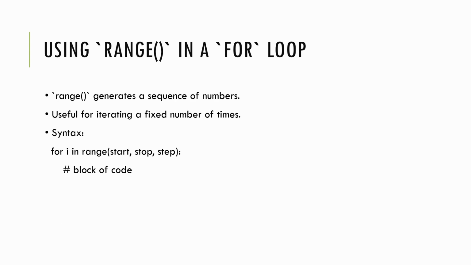Next, let's look at range, a built-in Python function often used in for loops. It generates a sequence of numbers which we can use to loop through a set number of iterations. The syntax includes three parts: start, stop, and step. By default, the range function starts at 0 and steps by 1, but you can customize it to fit your needs.